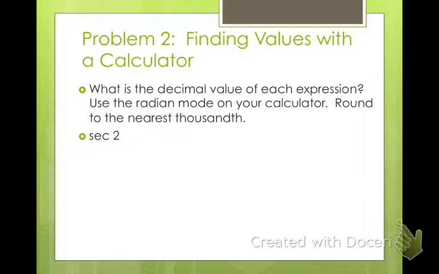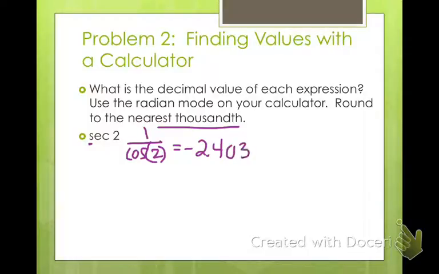When you look, there is no secant button on your calculator, so you have to actually know what secant means. Secant means 1 over, starts with an S, we think it'd be sine, but it's really not. It's cosine 2. So if you put 1 divided by cosine 2 into your calculator, make sure it's in radian mode, hit enter. To the nearest thousandth, you should get negative 2.403. Okay, so that's how you do that one.